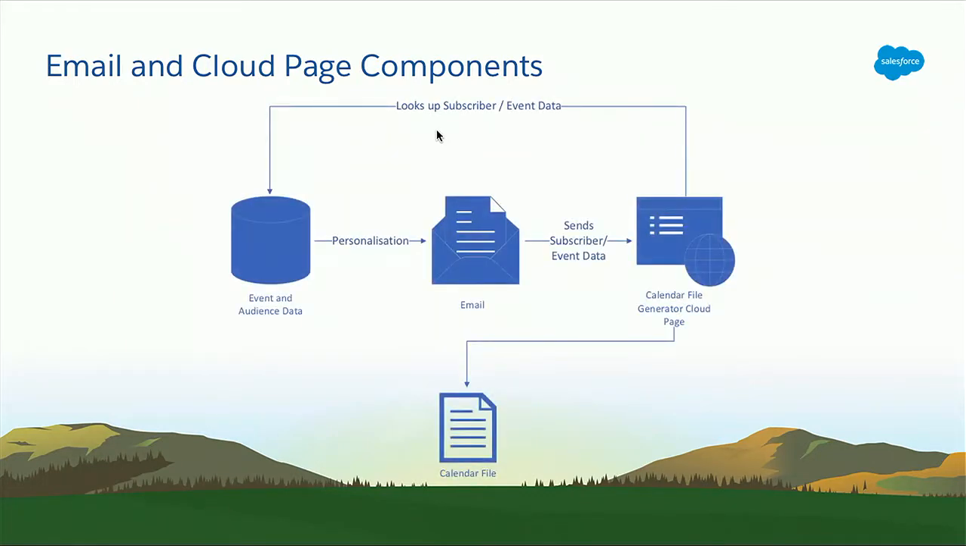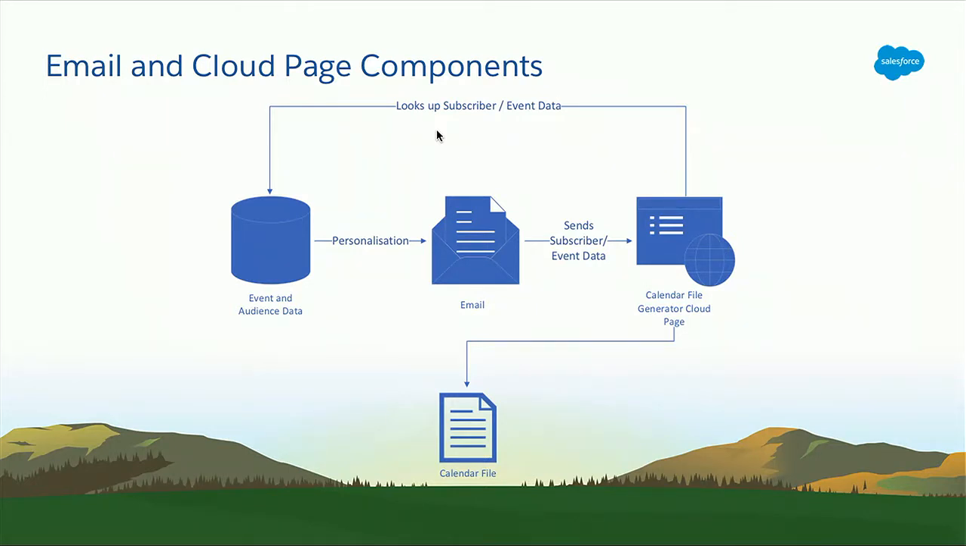So let's talk about the components that you're going to need to build this out in Marketing Cloud. You're going to need data extensions, and the data that you need is information about who you want to invite and the information about the events themselves. You're also going to need an email, and you can use, as usual, the information from the data extensions to personalize that email. But also what you're going to need is a call to action link that asks the recipient to download a calendar invite.